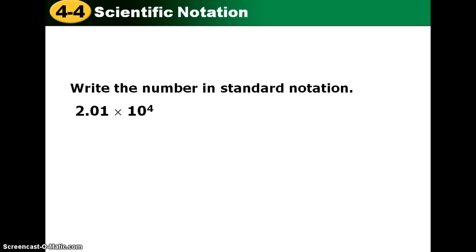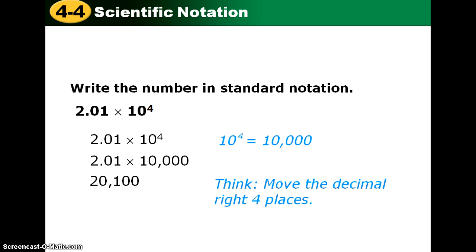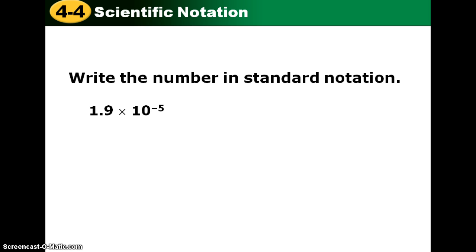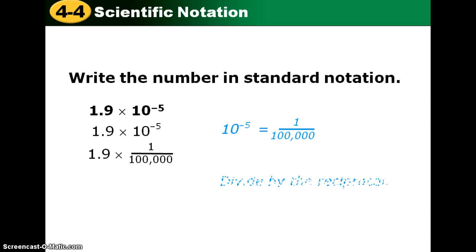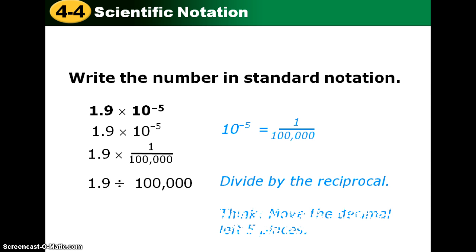2.01 times 10 to the 4th. Positive 4 means we're going to move it to the right 4 spots. So move that decimal 4 places to the right. You get 20,100. 1.9 times 10 to the negative 5th. Move the decimal 5 places to the left. Starting at the decimal, we would have 0.000019.